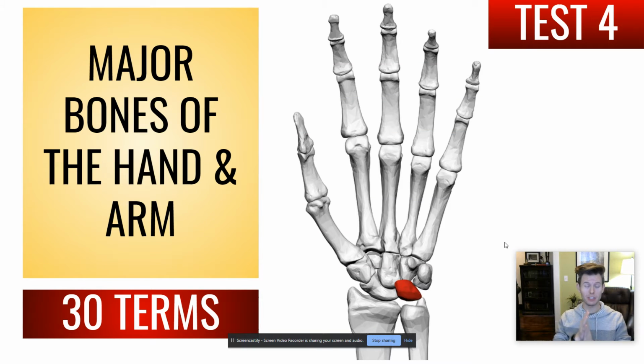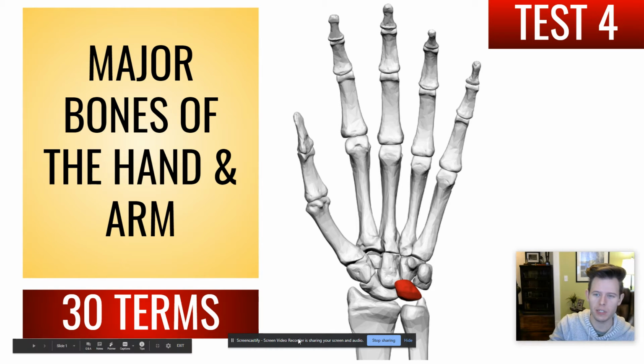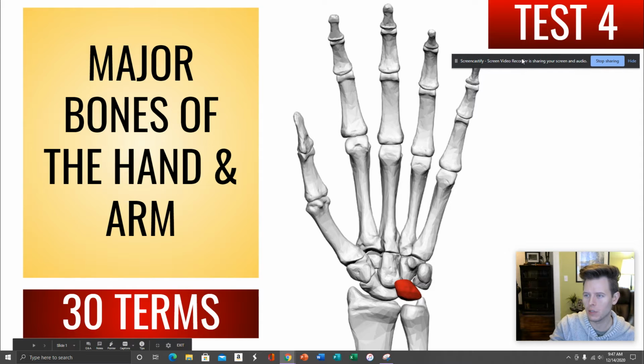Okay, it is now time to move on to our next section of bones to cover, and that will include the bones of the hands as well as parts of the arm. So let's get into it. Normally I would have this in a different order, but since it's already kind of put in this way, we're just going to go through it in this order.